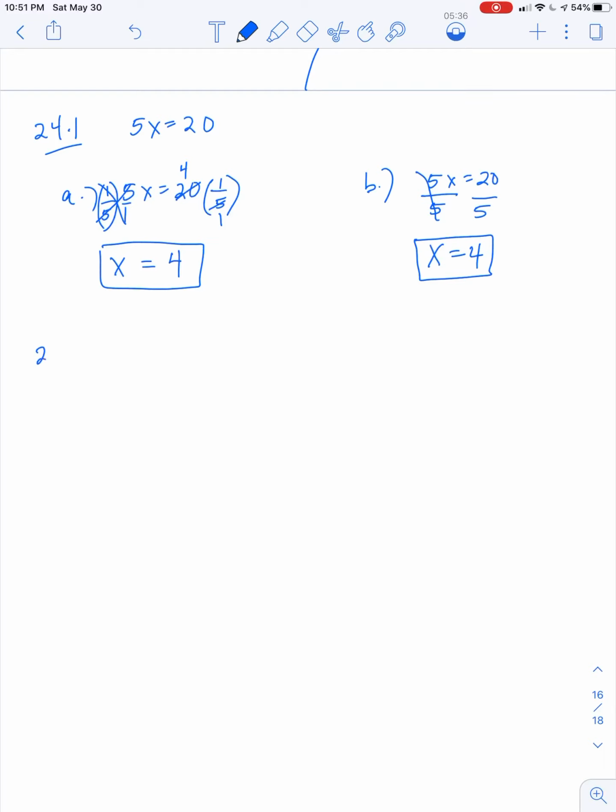All right, that's 24.1. Let's try 24.2. We're going to do the same methods. We're going to use both of them to solve the same problem. So we have 2/5 x equals 7.